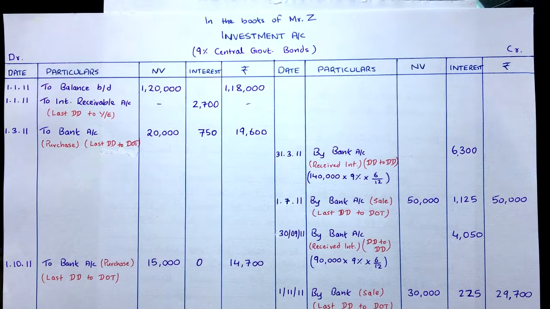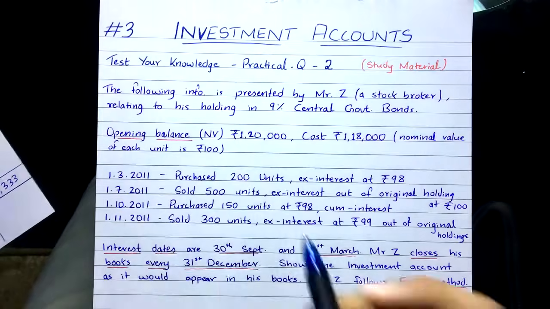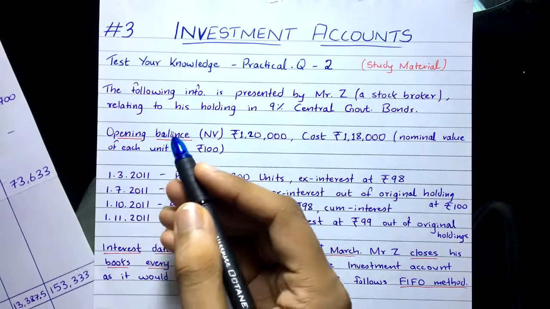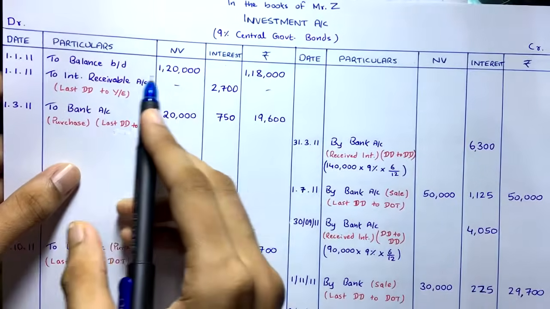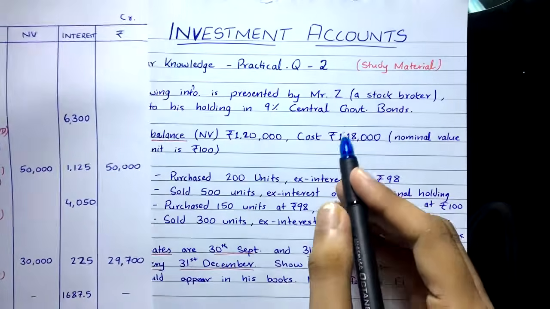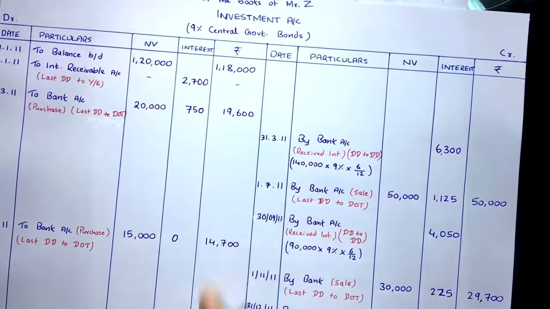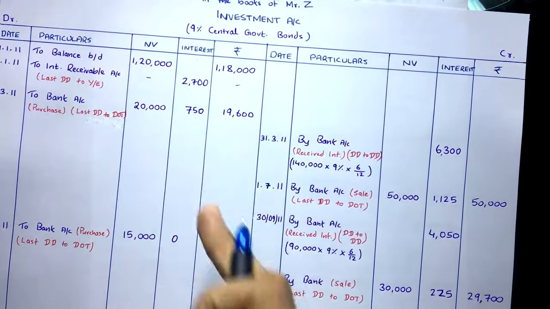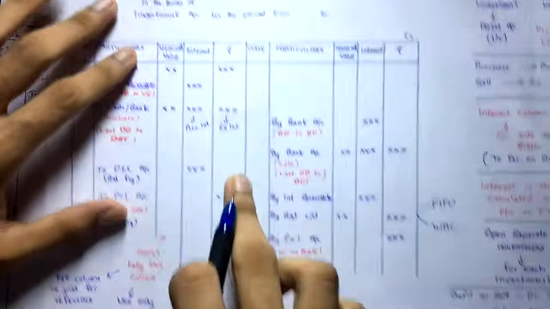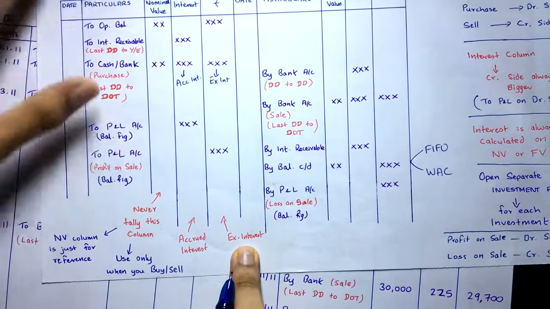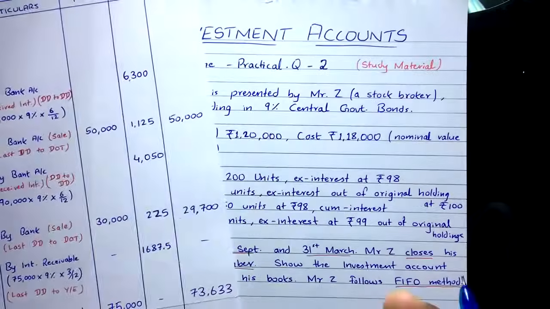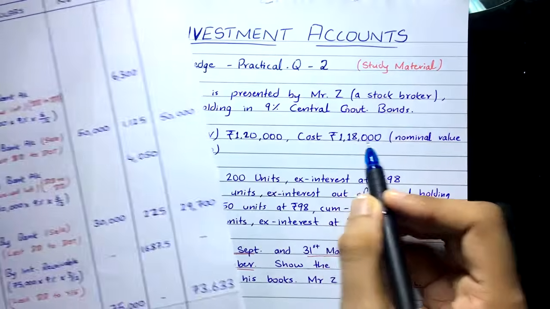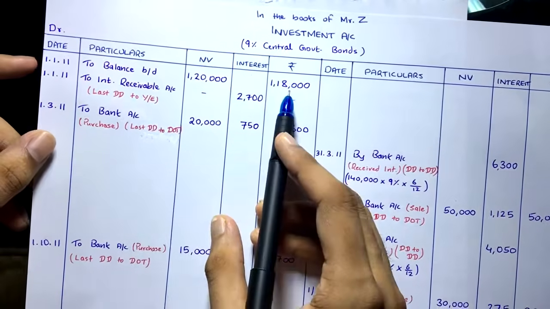So the first thing that happened in this question was what? Here the opening balance was given, right? The opening balance nominal value 1,20,000. So take the nominal value, to balance b/d 1,20,000, and the cost, as I said, in the investment amount column, only the ex interest price will go. What is ex interest? Ex interest is the cost of the investment. So 1,18,000 will go into the investment column, right?